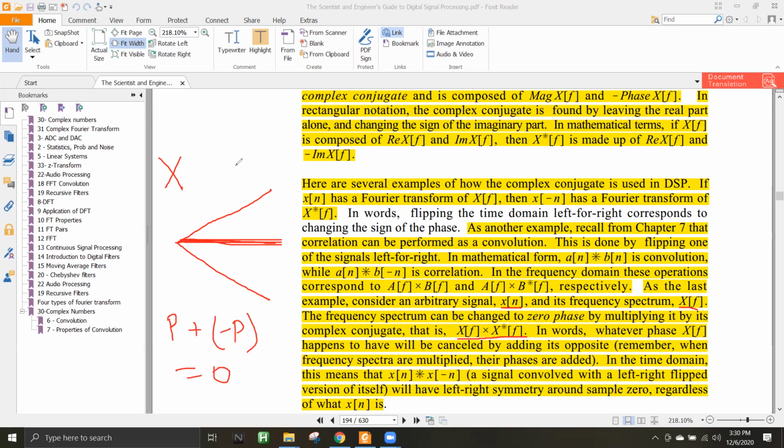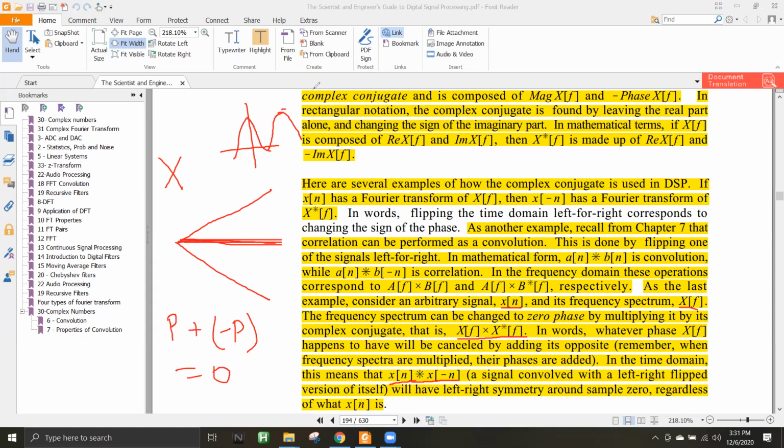In the time domain, since you are multiplying here, it would be convolution. This is equivalent to convolving a signal with its flipped version. If you convolve a signal with its flipped version, you get a signal that becomes symmetric around zero. Suppose it was symmetric around a different point before. If you perform convolution with the flipped version of itself, it would become symmetric around sample 0.